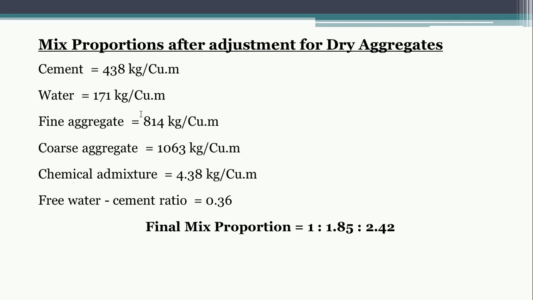Now what is the final mix proportion? 1 is to 1.85 is to 2.42. How did you get this ratio? 438 is the cement, that is 1. Then fine aggregate 814 by 438, you will get 1.85. Similarly for coarse aggregate, 1063 divided by 438, we will get 2.42. So this is the final mix proportion of concrete, that is 1 is to 1.85 is to 2.42.